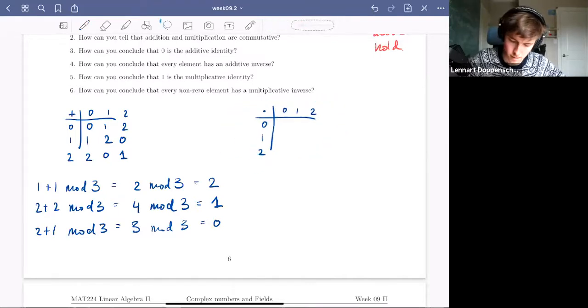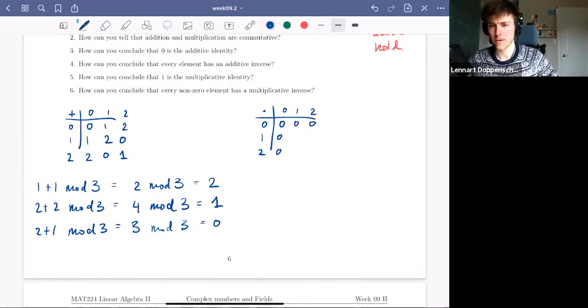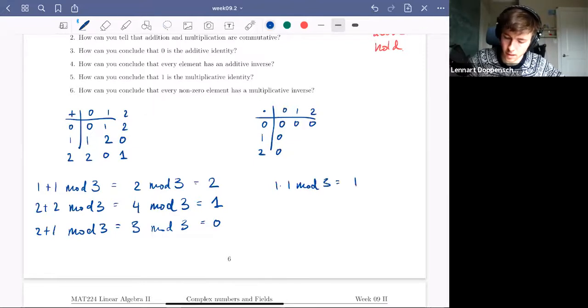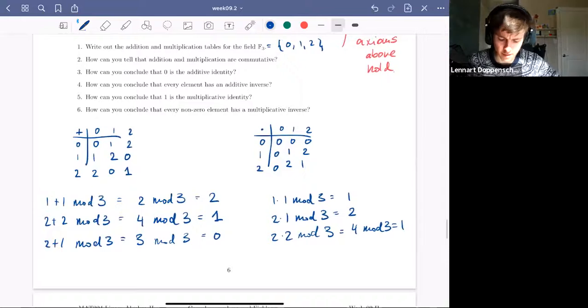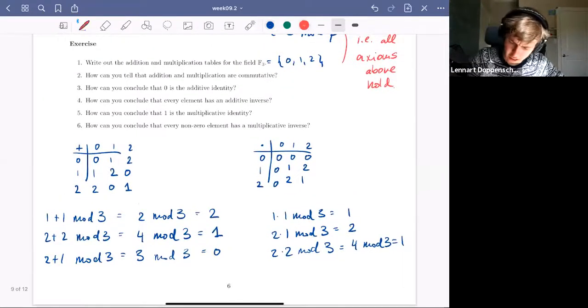Can someone tell me? Okay, so there's a few cases which I guess we can just fill out, because 0 times another number is always 0. It doesn't matter if you mod out or not. What is 1 times 1 mod 3? Well, it's still 1. What about 2 times 1 mod 3? It's still 2. So the only interesting thing here is 2 times 2 mod 3, which is 4 mod 3, which is 1. Okay, so who can tell me something about the other questions here? Who can answer some of these questions based on these tables?